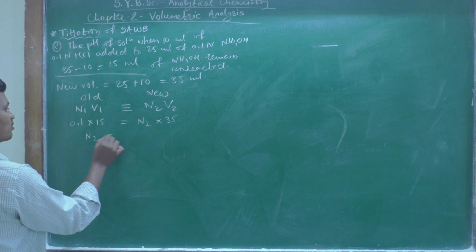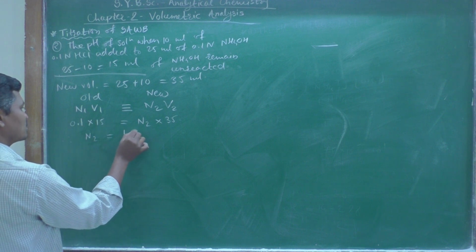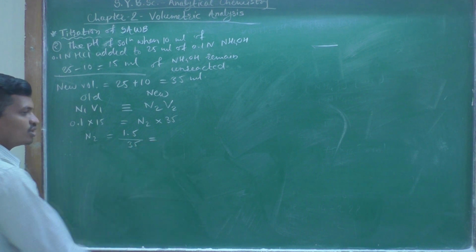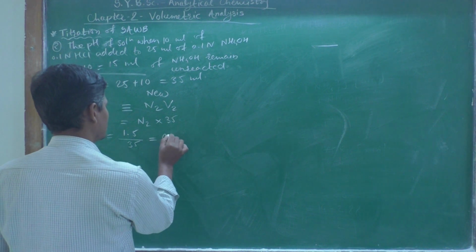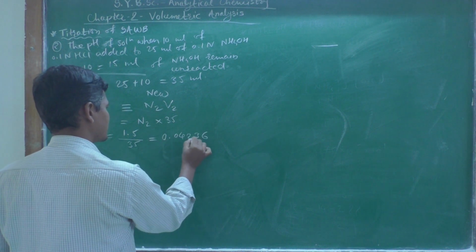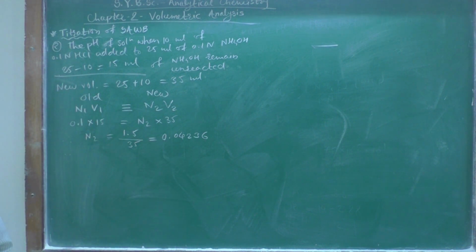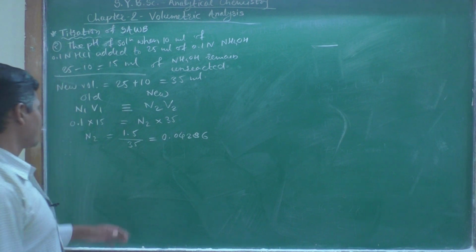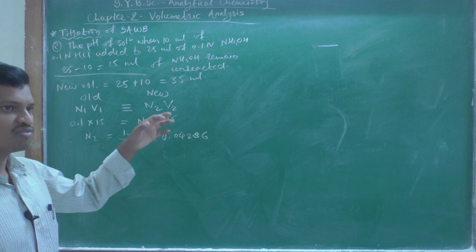Hence, doing a cross multiplication, N2 is equal to 0.1 into 15, that is 1.5, divided by 35. You can solve this ratio by using a calculator, and N2 is equal to 0.04286. Okay, so this new concentration is needed for the further calculation.